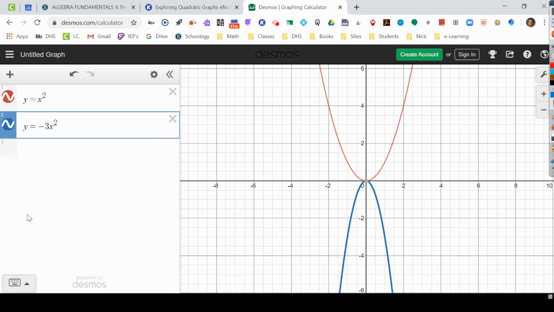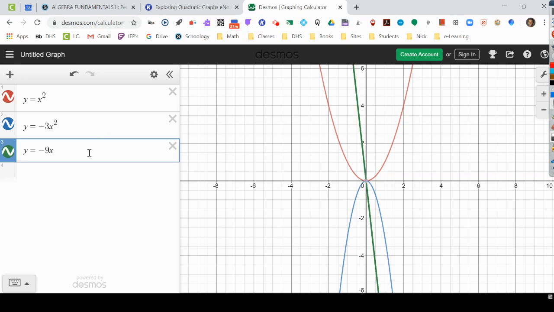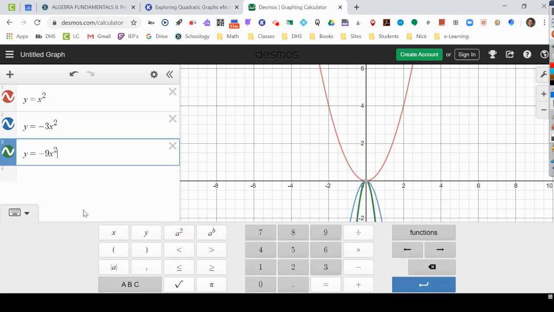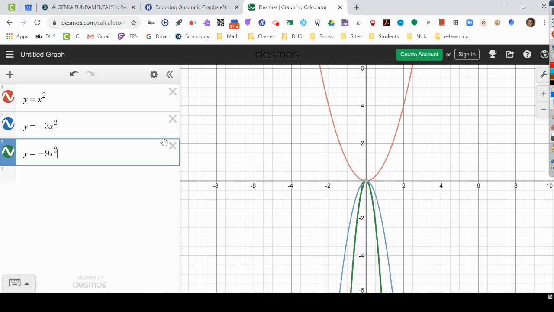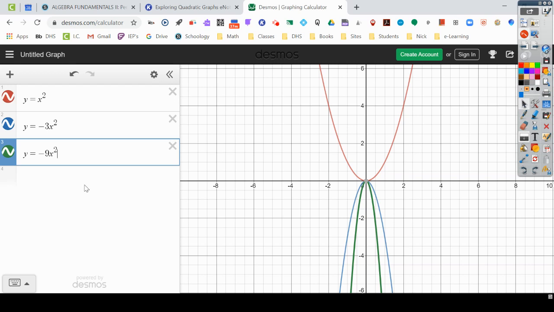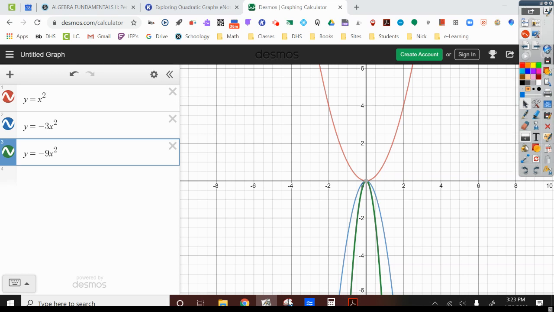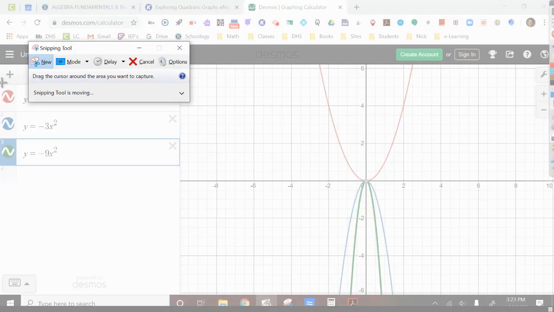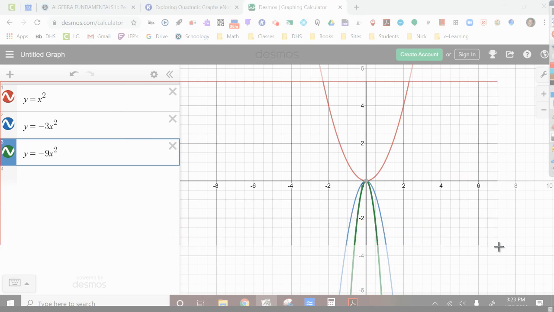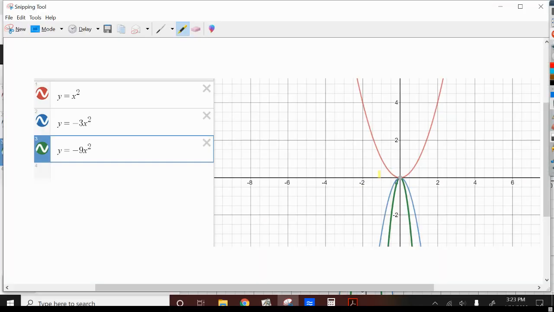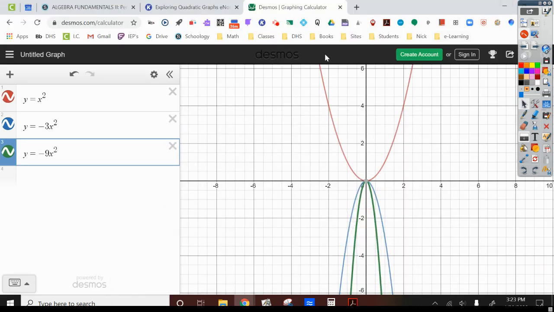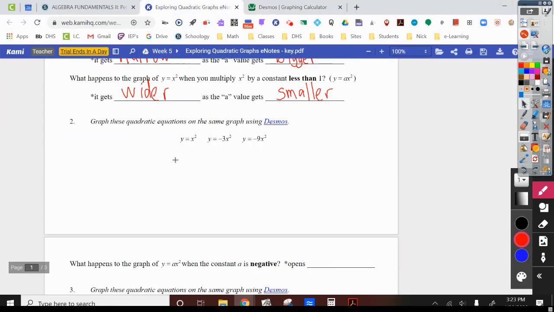Ooh, look at that. Now it's kind of facing downward. All right, and now let's see y equals negative 9x squared. And look at that. That one's pointing down as well. Huh. Okay. So I think it's almost safe to say that when it's negative, my graph is going to be pointing down. And you don't have to draw these graphs, so you can do a rough sketch of the graph on your notes here.